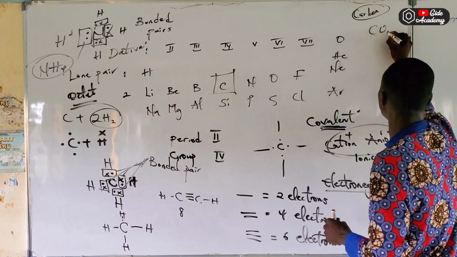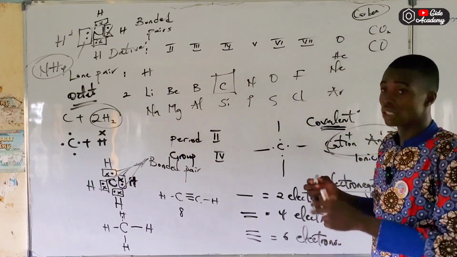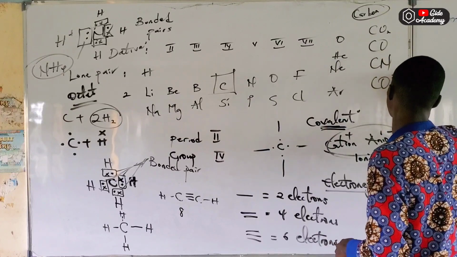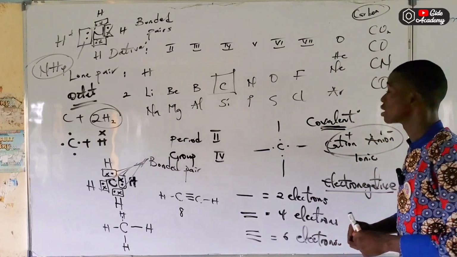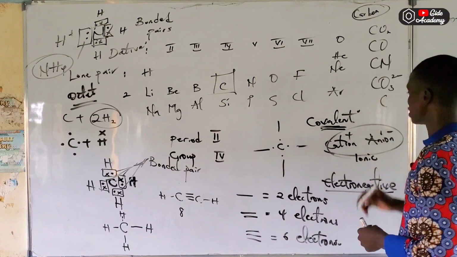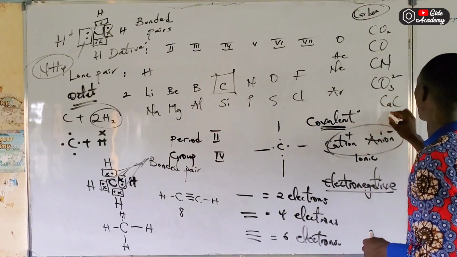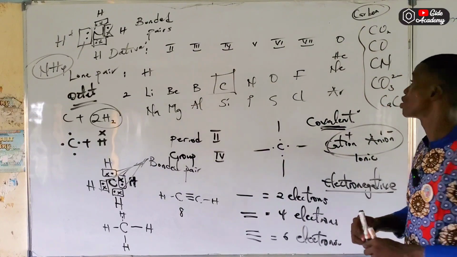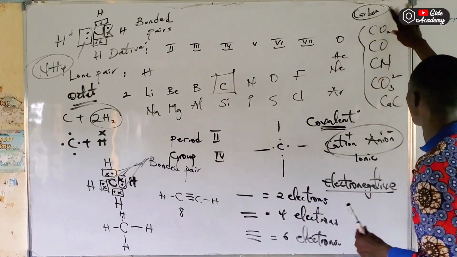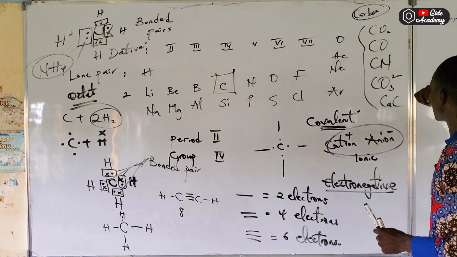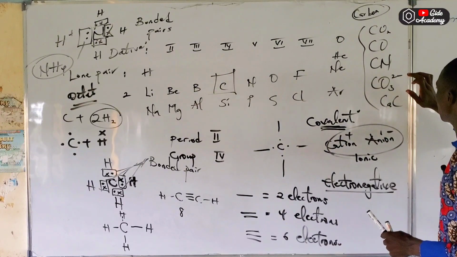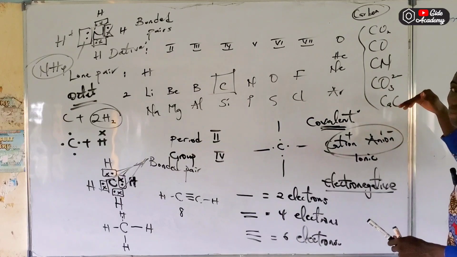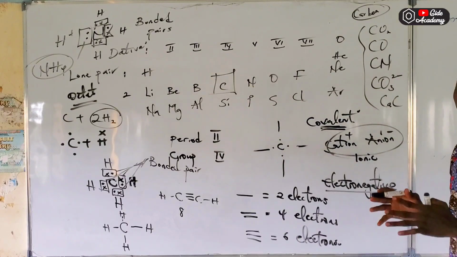We have oxides, which are CO2 and CO. We have the cyanides. We have the metallic carbonates, and we even have the metallic carbides. All these ones here are exceptions to organic chemistry. Oxides of carbon, they are exceptions. Cyanides, they are exceptions. Carbonates, they are exceptions. And metallic carbides, they are also exceptions to the study of organic chemistry.